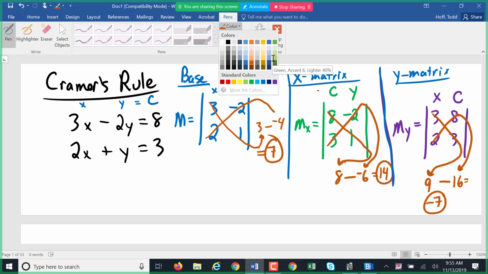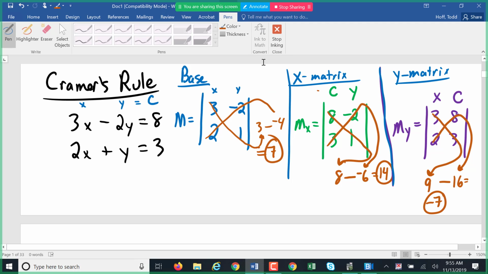Well, what's all this mess tell us about our system of equations? Well, Cramer determined that in a system of equations, the solution for X was equal to the determinant of the X matrix divided by the determinant of that base matrix. So here the determinant of the X matrix was 14. The determinant of the base matrix was 7. 14 divided by 7 is 2. So that's saying X equals 2.